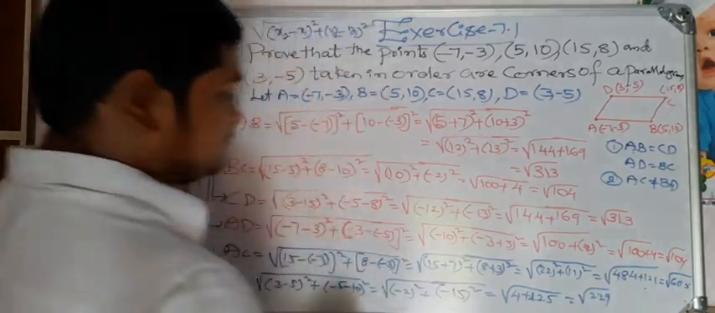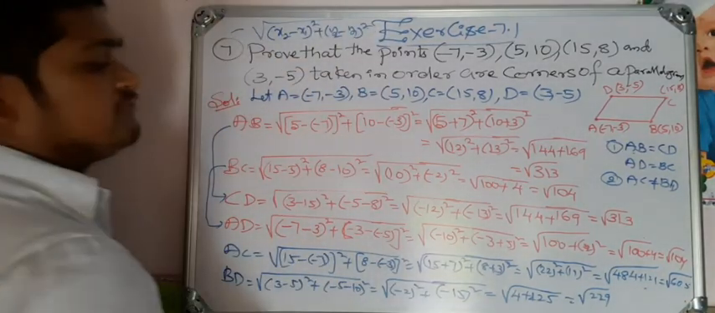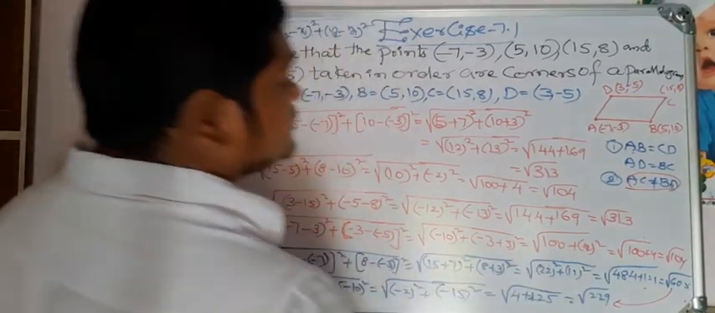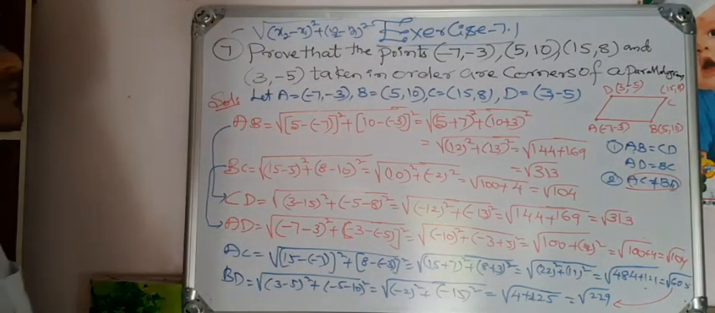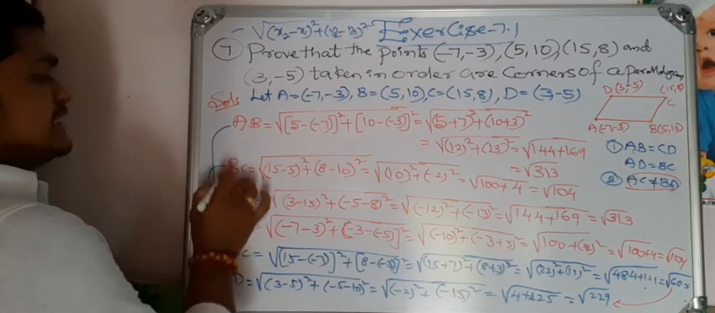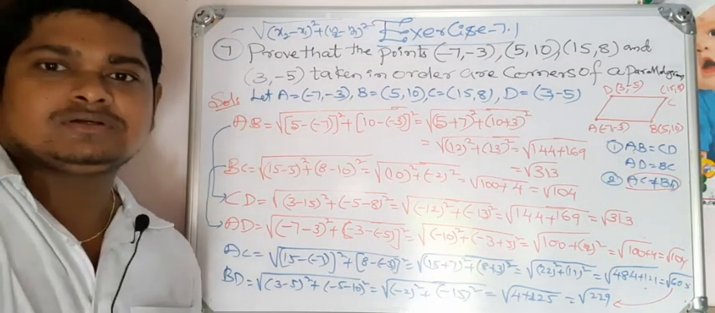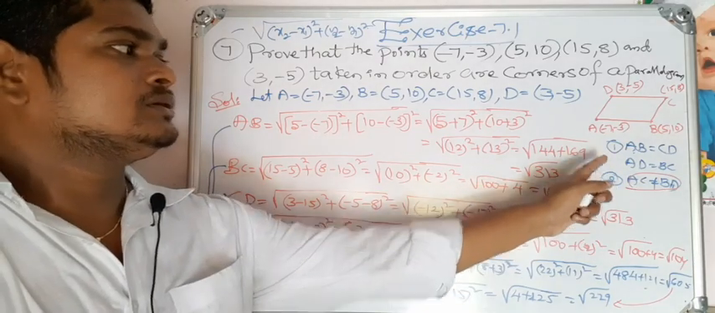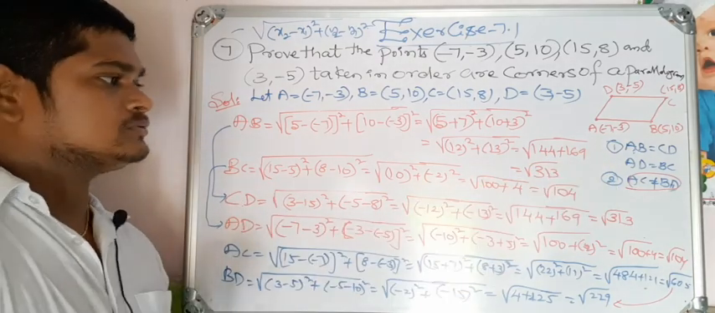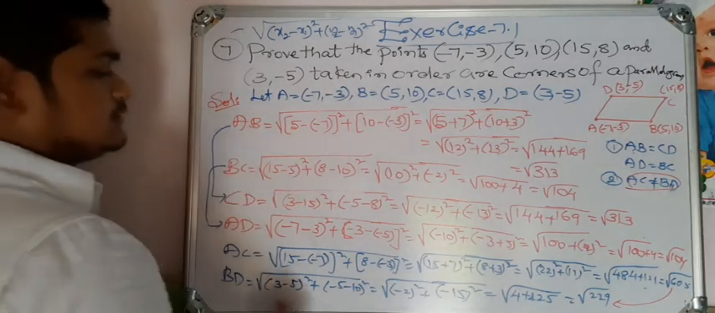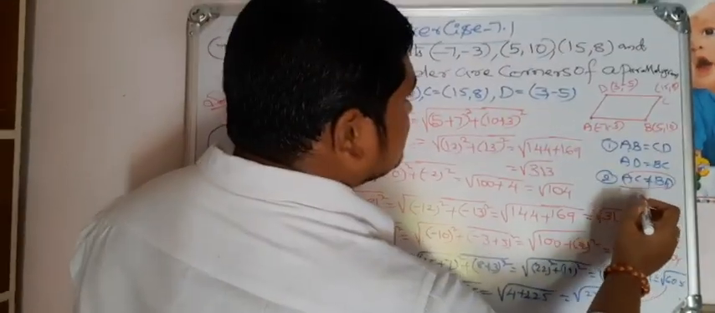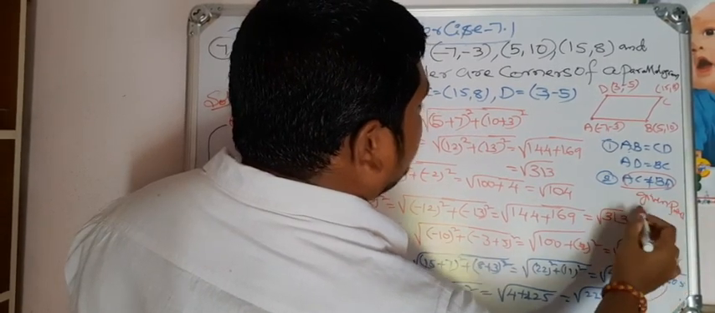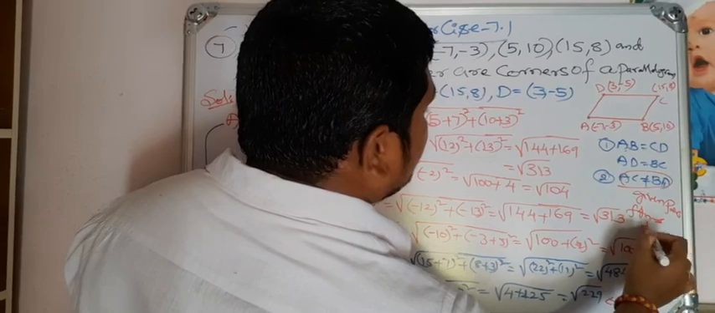Observe here: 605 and 229, both diagonals, AC is not equal to BD. Next, AB is equal to CD and BC is equal to AD. So we can conclude that these satisfy the properties of a parallelogram. So we can write: the given points form a parallelogram.